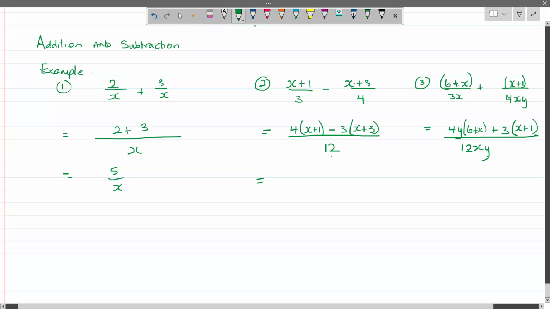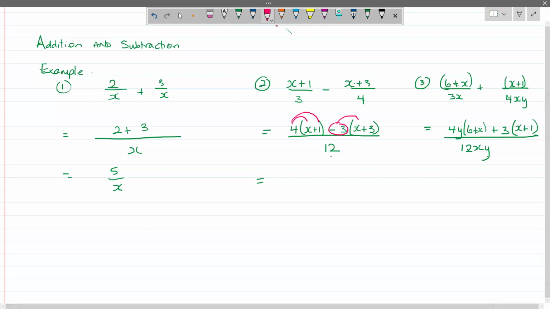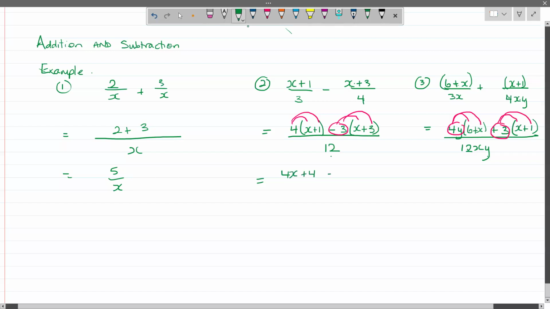Everybody understand that? After we do that, we're back to our first thing that we looked at in the workshop, which was expanding brackets. So I could expand these out like this. 4 by x, 4 by 1, negative 3 by x, negative 3 by 3; 4y by 6, 4y by x, positive 3 by x, positive 3 by 1. So we're going to get 4x plus 4 minus 3x. A minus by plus will give me a minus. 3 by 3 gives me a 9.